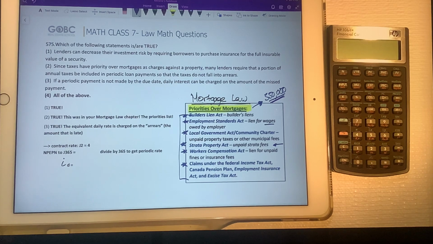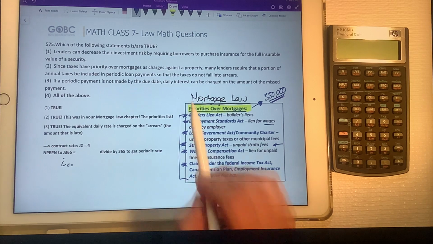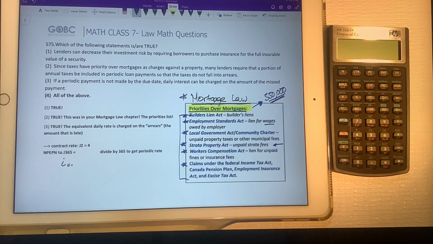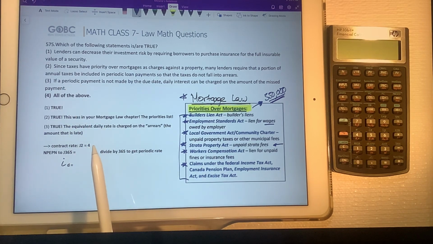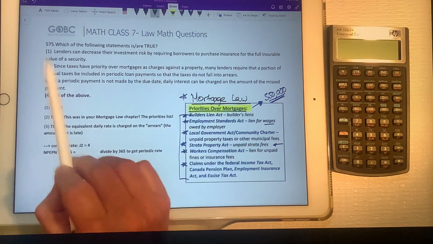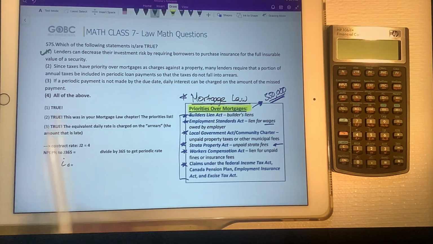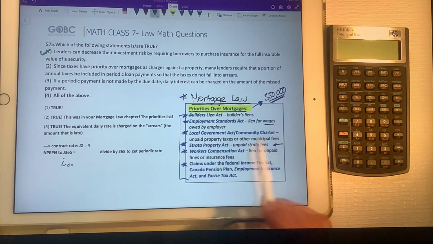Okay, so that's a long explanation, but I thought I would take the time to do that because I know that a lot of people have troubles with that from their mortgage law chapter. Okay, so it's asking which of the following statements is or are true. Lenders can decrease their investment risk by requiring borrowers to purchase insurance for the full insurable value of the security. Yeah, that's true. Since taxes have a priority over mortgages against a property, so we see that they do, right?